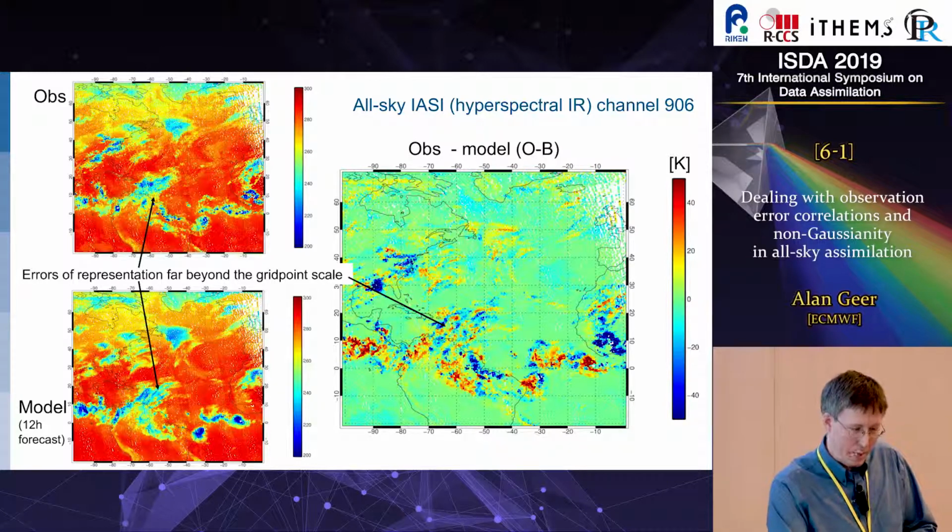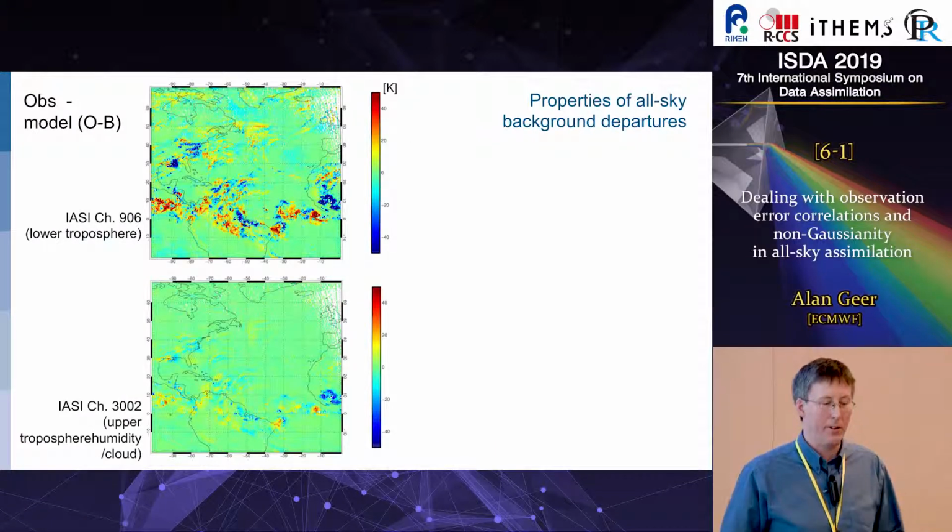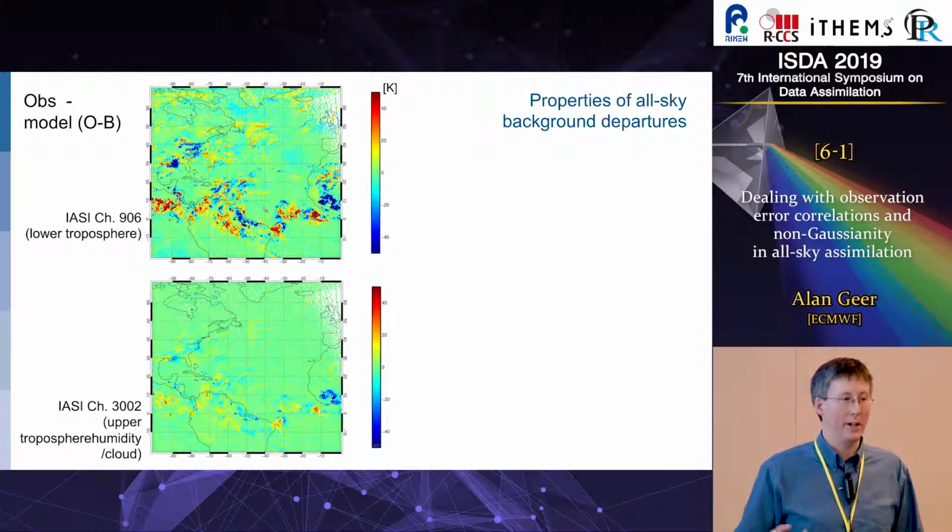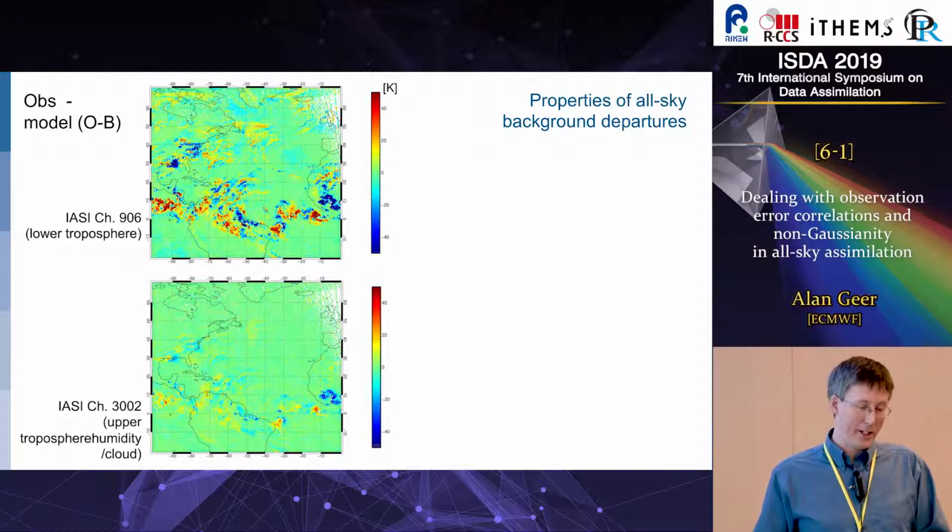So moving to the next page, we've also got here channel 3002. This is one of the channels I do want to assimilate. It's an upper tropospheric water vapor sounding channel, which also has sensitivity to cloud, but not as much as that lower peaking channel.